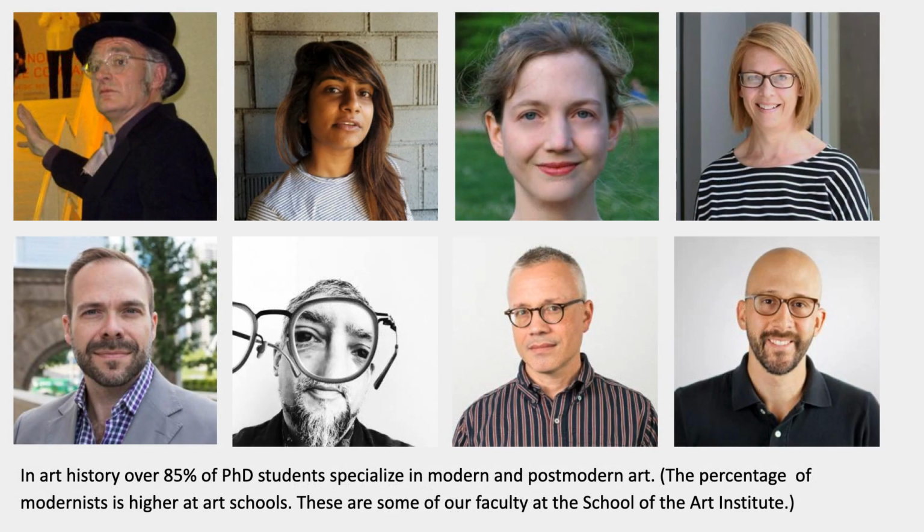In art history, in North America, over 85% of PhD students specialize in modern and postmodern art. So the percentage of modernists is even higher at art schools, like the School of the Art Institute. These are some of my colleagues, our faculty at the School of the Art Institute. All of us specialize in modern or contemporary art, which is even higher than the 85% of the students at most universities and colleges. That would make it even harder to get anywhere near a strict chronological approach.